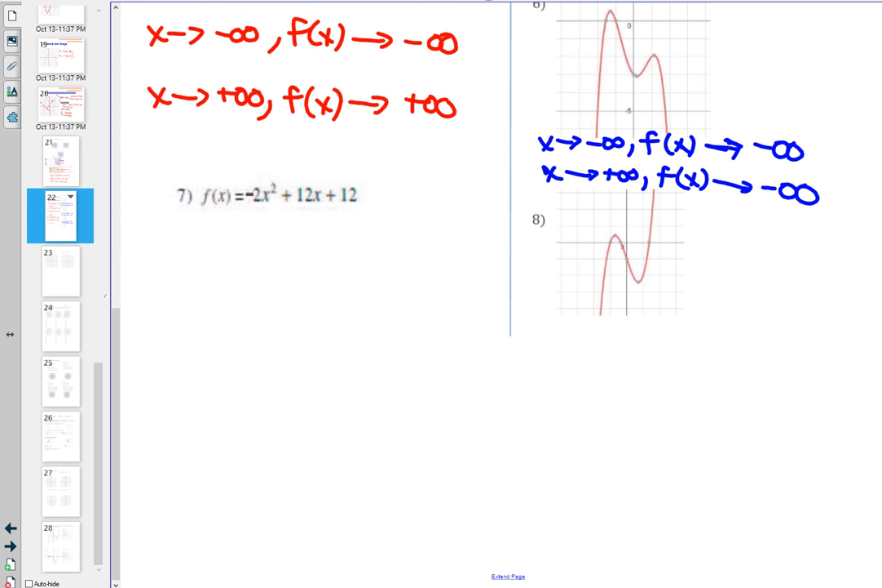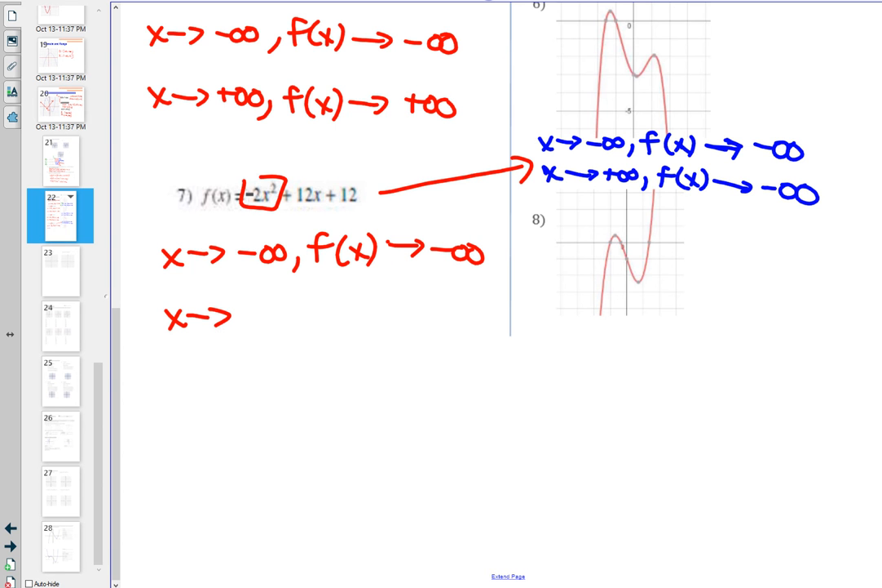Number 7. A negative with an even degree is down and down, so it's going to look the exact same way that that did. So x is going to negative infinity, f of x is also going to negative infinity. As x goes to positive infinity, f of x is also going to negative infinity again, because both arrows are going down.